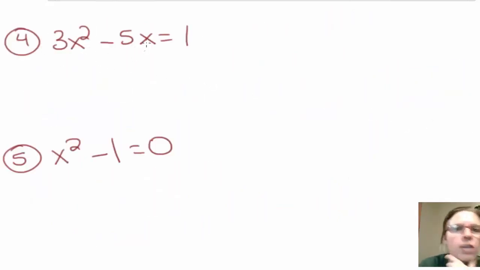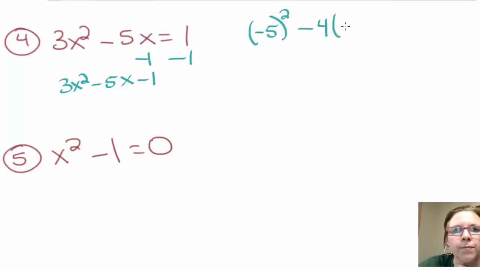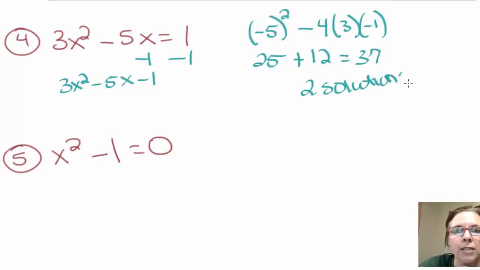So that's no solution. Okay, a few more. So this one right here, we have to get it set equal to 0, so we have to subtract 1. So it's really 3x squared minus 5x minus 1. Then we still do b, so it's negative 5 squared minus 4 times 3 times negative 1. So 25, and this is going to end up being plus, because negative 4 times negative 1 is positive 4. So plus 12, so 37. So that's going to be two solutions, because it's positive.